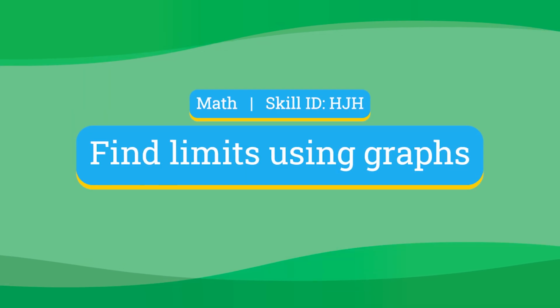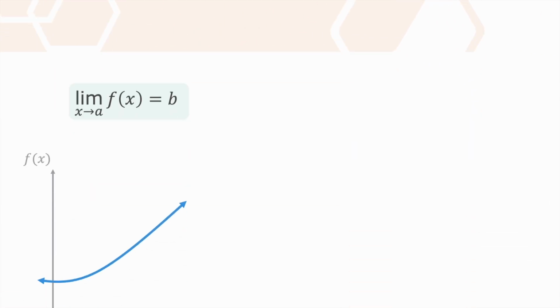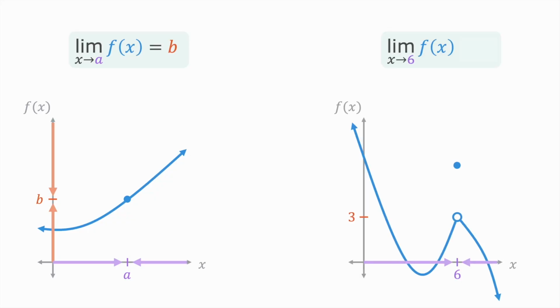and more. Today we'll evaluate limits using graphs. Let's dive in. Recall that the limit of f of x as x approaches a is the y value that f of x approaches as x approaches a. So for this graph, as x approaches 6, f of x is approaching 3. That means the limit of f of x as x approaches 6 is equal to 3.